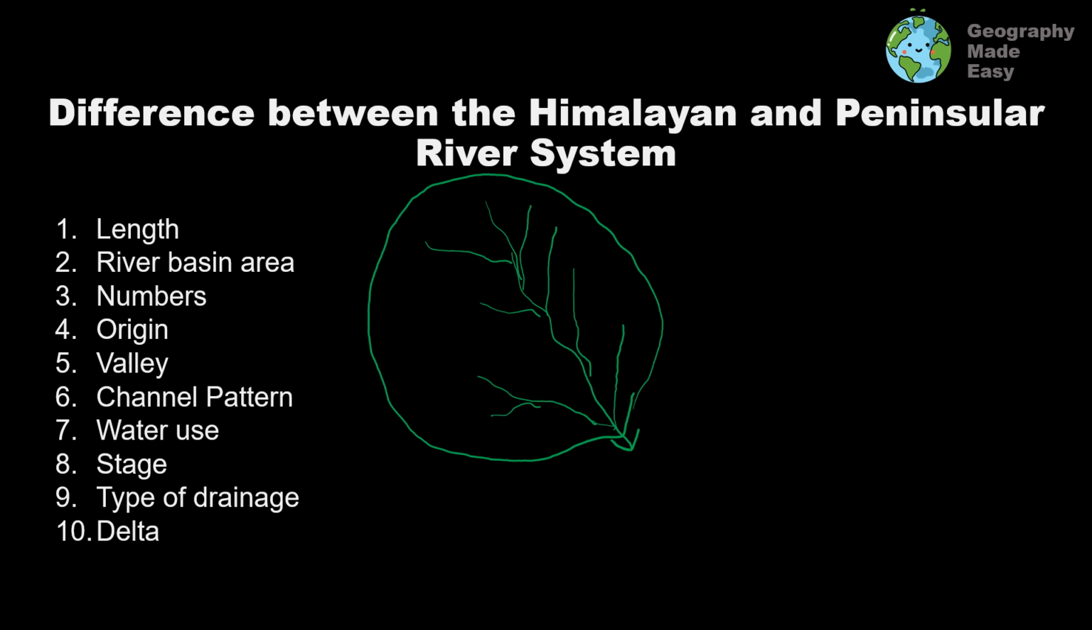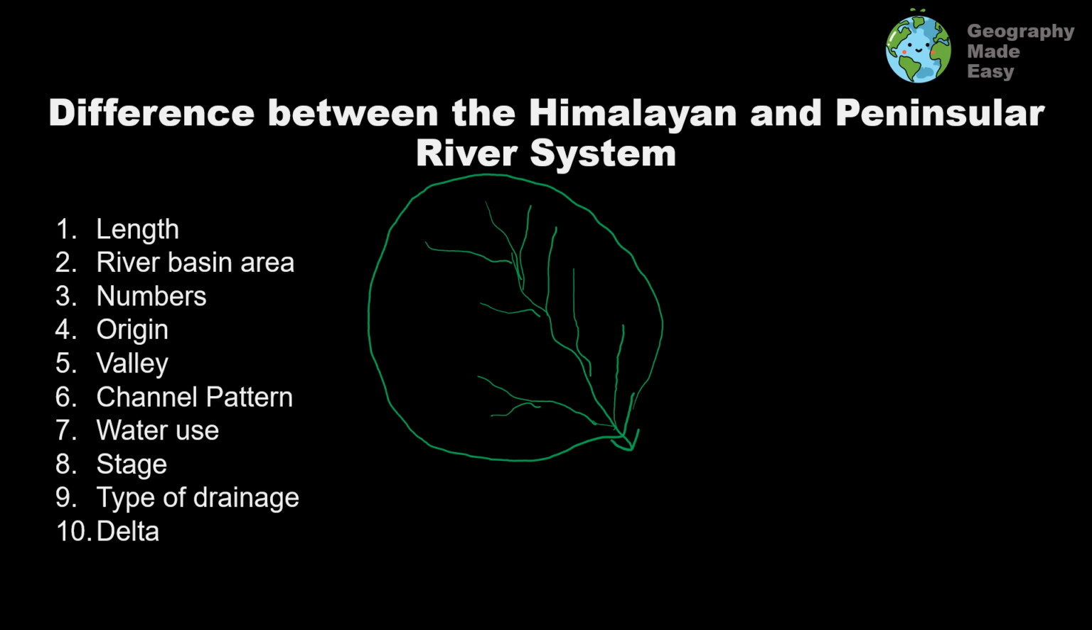In most cases seasonal, and also in some cases we see non-perennial rivers existing in the Deccan plateau, which is not seen in the Himalayan regions. Valley. We see gorges being formed in the Himalayan regions. We have discussed this previously. And comparatively, the peninsular rivers are flowing through shallow valleys, but in some cases we also see it is flowing through rift valleys, as we have seen in the case of the Narmada and Tapi rivers.